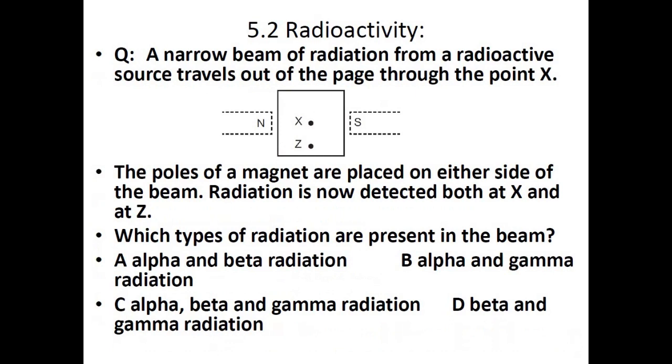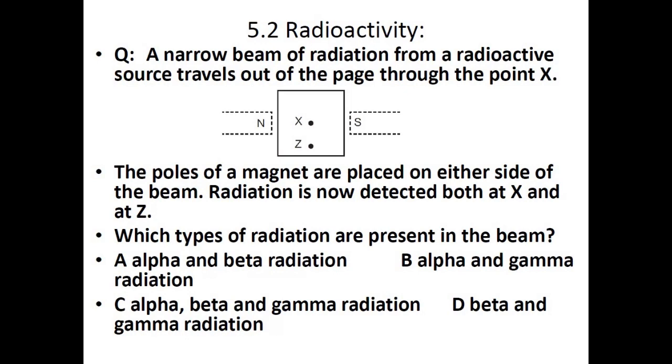A narrow beam of radiation from a radioactive source travels out of the page through point X. The poles of a magnet are placed on either side of the beam. Radiation is now detected both at X and Z. Which types of radiation are present in the beam? Alpha and beta, alpha and gamma, alpha, beta and gamma radiation.